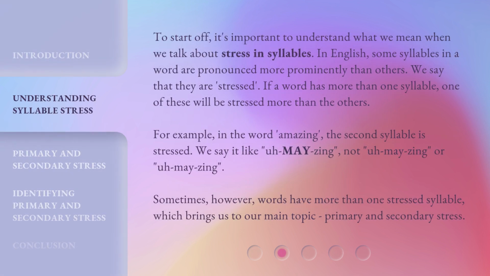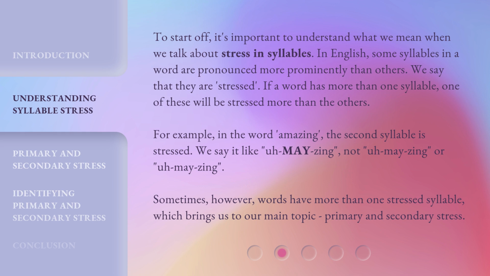To start off, it's important to understand what we mean when we talk about stress in syllables. In English, some syllables in a word are pronounced more prominently than others. We say that they are stressed. If a word has more than one syllable, one of these will be stressed more than the others. For example, in the word amazing, the second syllable is stressed. We say it like amazing, not amazing, or amazing.